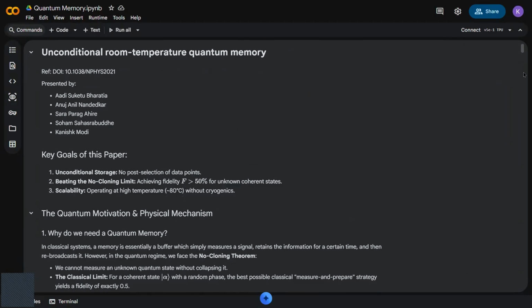Hi. So we are presenting our course project on unconditional room temperature quantum memory. We are reproducing simulations from the equations present in the paper of Nature Physics referenced here. They perform experiments on the same thing, but we are reproducing all of the data points as far as we could in simulations. So our group consists of Adi, Anuj, Sara, Soham, and myself.